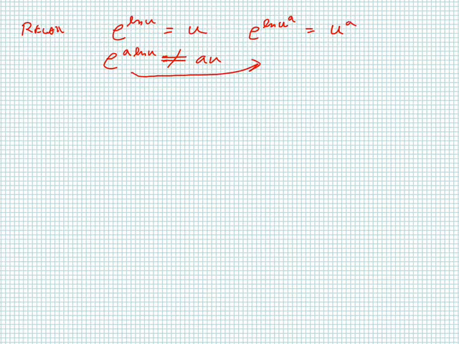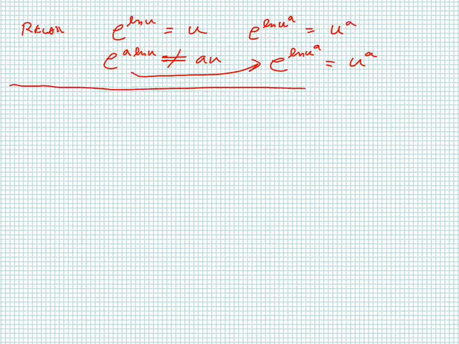that if I have e to the natural log of u, then that's just equal to u. And if I have e to the natural log of u to the a, that's just equal to u to the a. However, if I have e to the a natural log of u, be careful, this does not equal a times u. What you have to first do when you have something like this is bring whatever's in front of the natural log up as an exponent, and then you can use the rule that e to the natural log of anything is that thing.